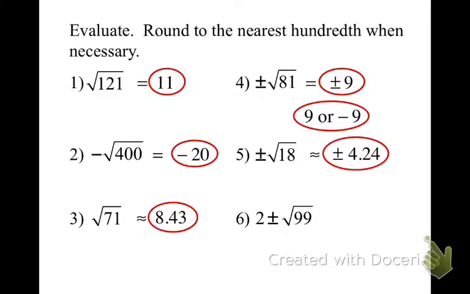Okay, square root of 99? Like 9.9. So 2 plus 9.9 and 2 minus 9.9. So your answer, you've got to simplify that. 2 plus 9.9 would be 11.9, and 2 minus 9.9 would be negative 7.9. Okay? All right.